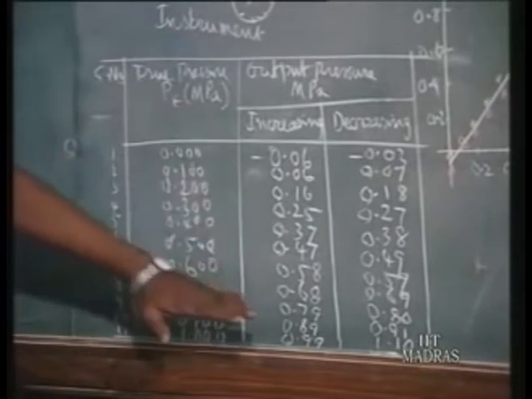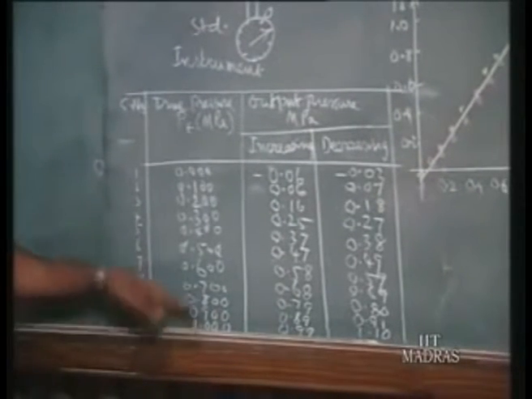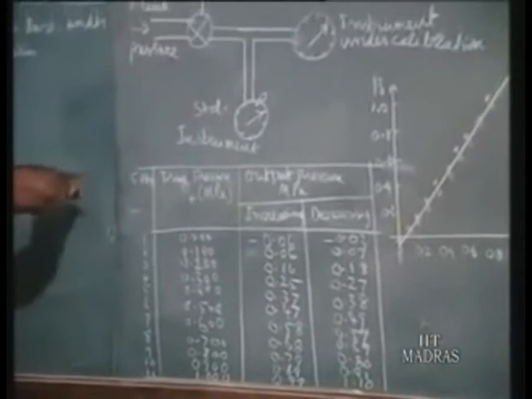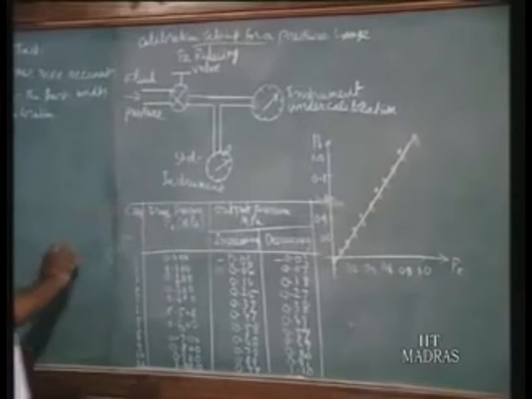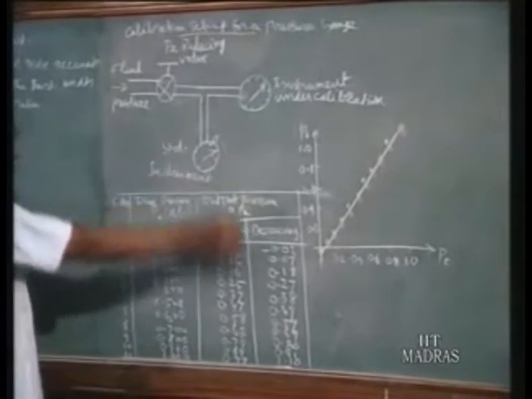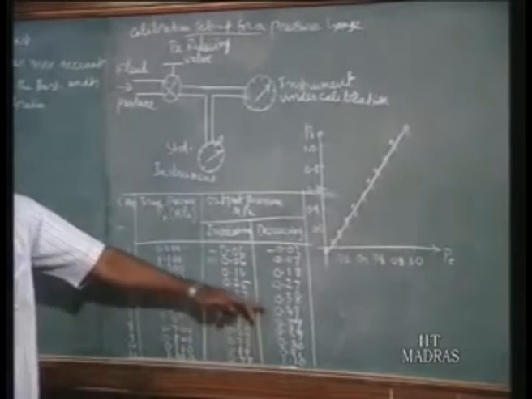Now you have to take readings for decreasing the pressure. For that, don't start from this. You increase the pressure some more, so the standard instrument should show more than 1, that is 1.2, something like that. Then reduce the pressure from 1.2, and when it comes to 1, stop and take the reading. At that time it is 1.10. Similarly, reduce to 0.9, take the readings and complete it.